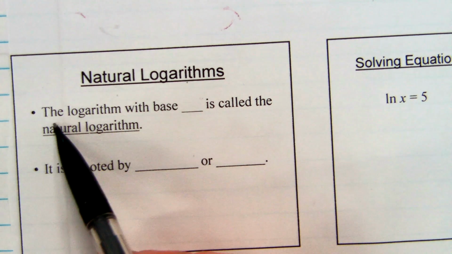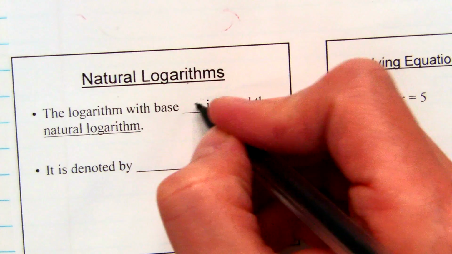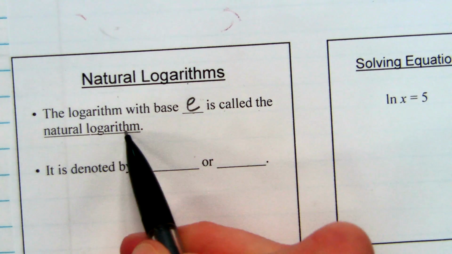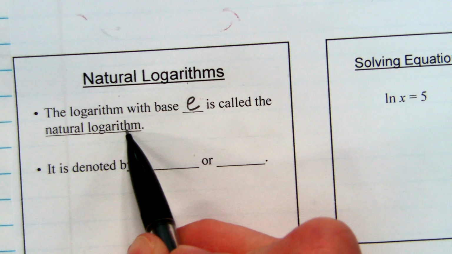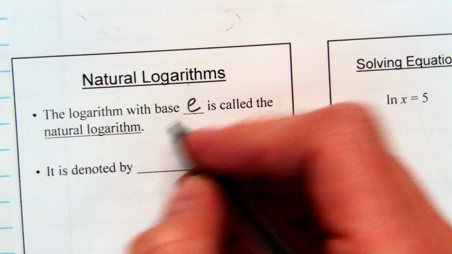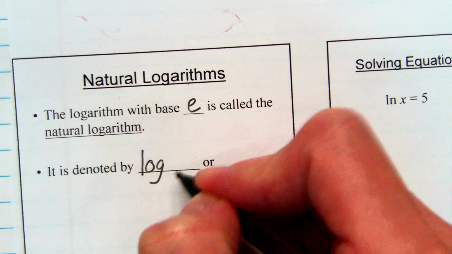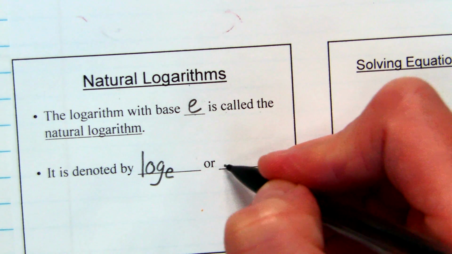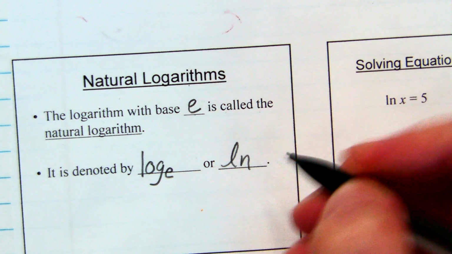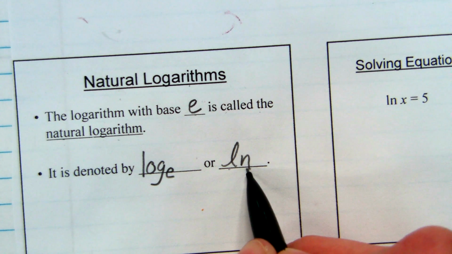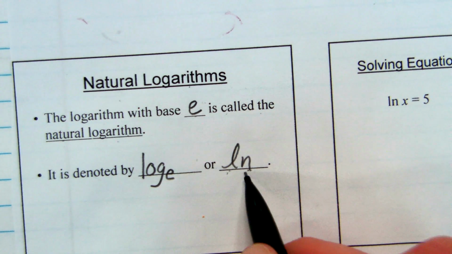Natural logarithms. Okay, logarithm with base e. Remember we talked about number e the other day? It's called a natural logarithm. It's because it's used with a lot of natural sciences, biology type stuff. Okay, it's denoted by log little base e, or there's actually a special way to do this, and it's ln. It's called natural log. It's ln because in Latin, natural log is actually logarithm naturale something.